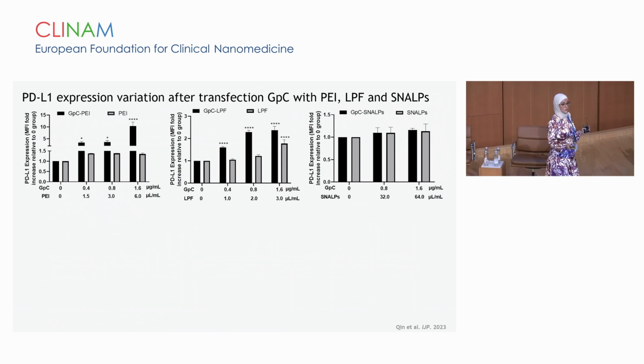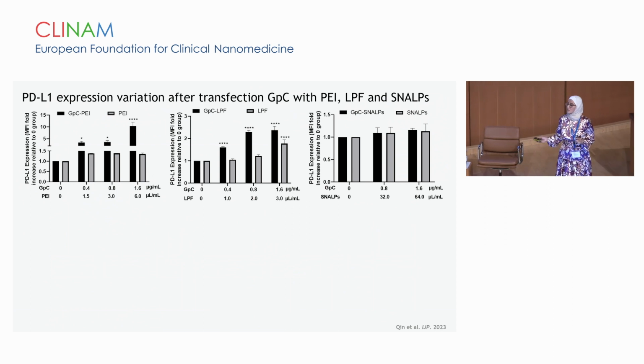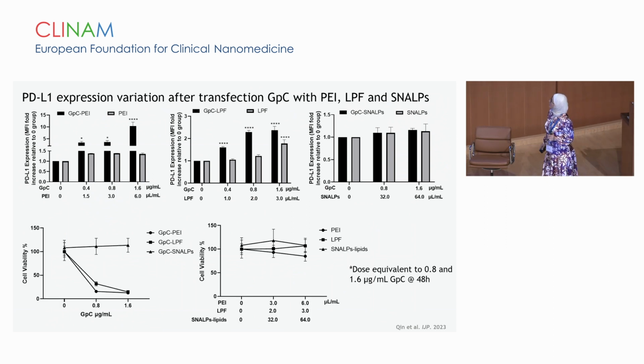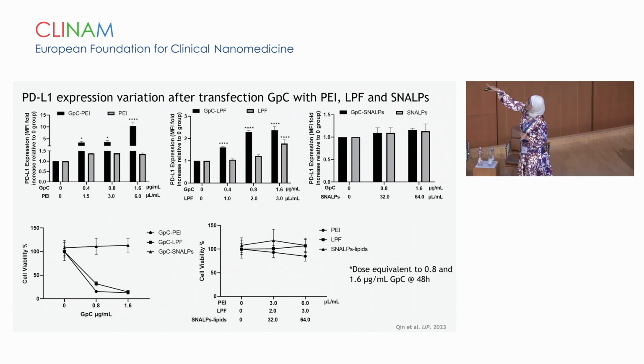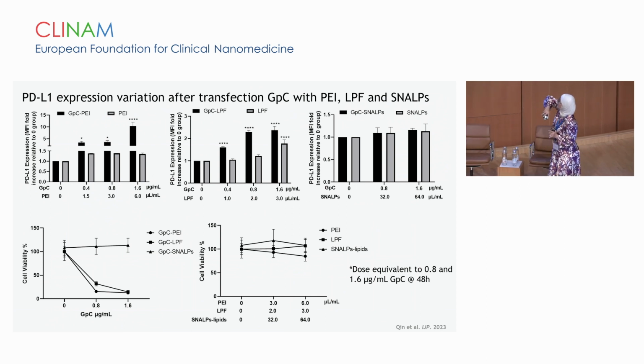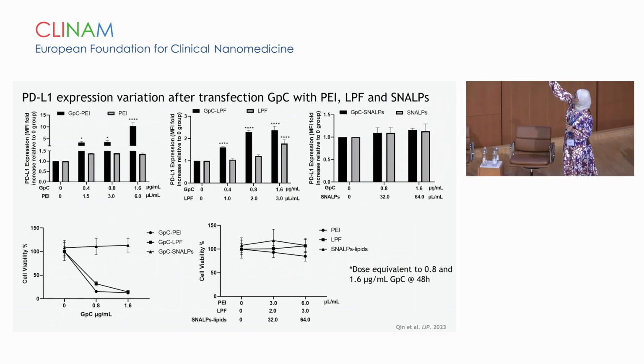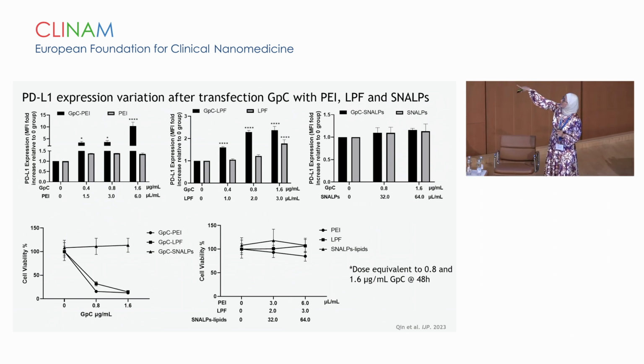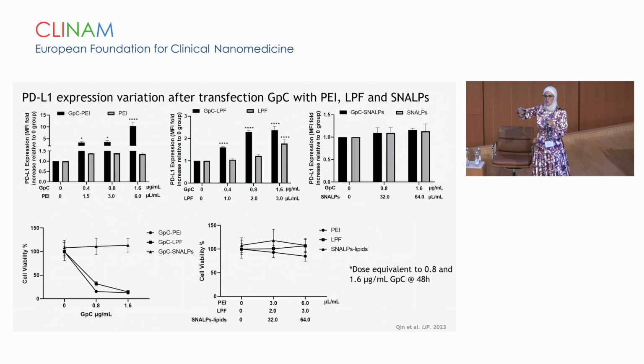So this was good for us, because Frida wanted to silence the PD-L1. When we correlated this with toxicity, in the graph on the left-hand side, you can see the lipofectamine and the PEI complexes are toxic, but not the SNALPs, stable nucleic acid lipid nanoparticles. And the transfection reagents on their own don't show an effect on viability. So something really happens when these LNP complexes traffic into the cell.